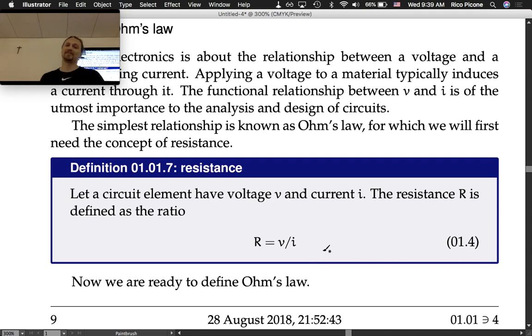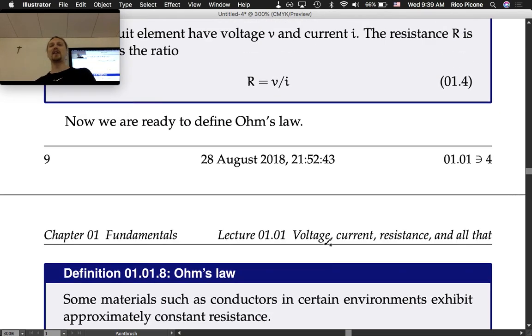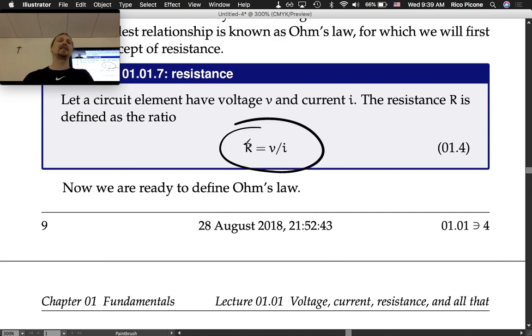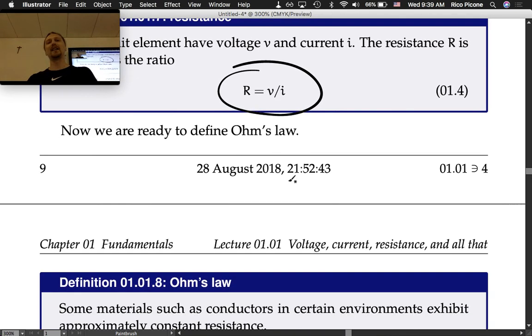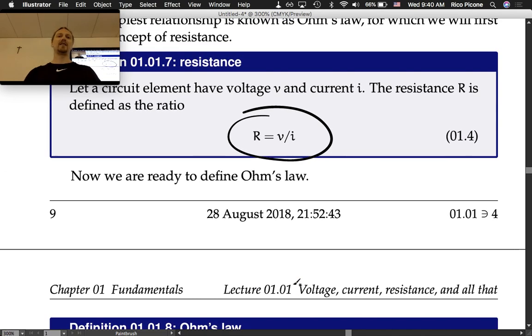So we're now ready to define Ohm's law, which is surprising. We often call this Ohm's law, but technically Ohm's law is that some materials, such as conductors in certain environments, exhibit approximately constant resistance, or approximately constant V over I characteristics. So there are a whole lot of elements that don't follow this. In fact, most elements that you're going to put into a circuit don't follow this. But some do, and we call those things resistors.